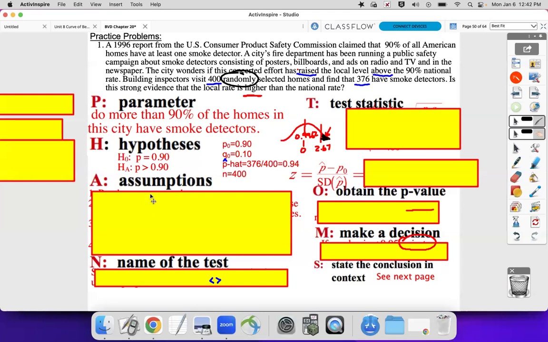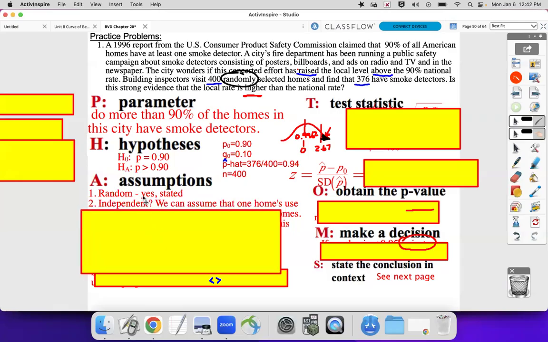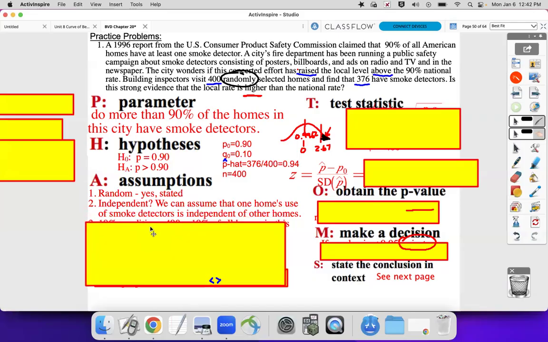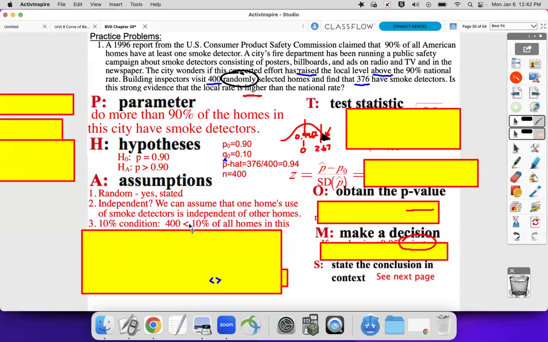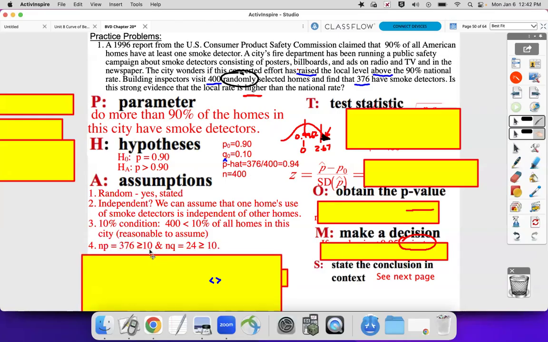So for those assumptions and conditions, is it random? Yes, they stated. Is it independent? Yeah, you can assume that one person's home isn't going to depend on another person's smoke detector in their home. The 10% condition: is 400 less than 10% of all homes in this city? Most cities have more than 4,000 residents, so that's reasonable to assume. And then the last one is your np and nq. So np is the successes, and we had 376 successes, and those are greater than 10. nq are the failures. There's only 24 homes out of the 400 who didn't, and that's also greater than or equal to 10. So we're good to go.